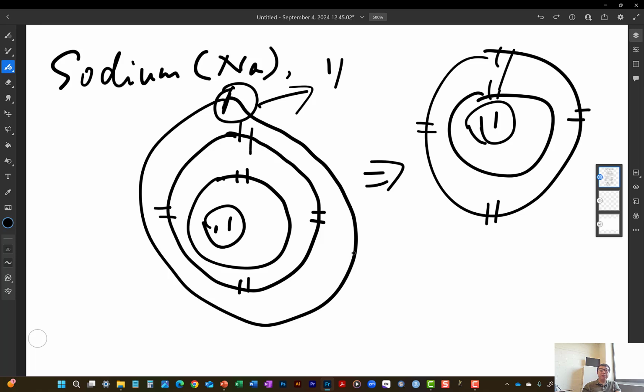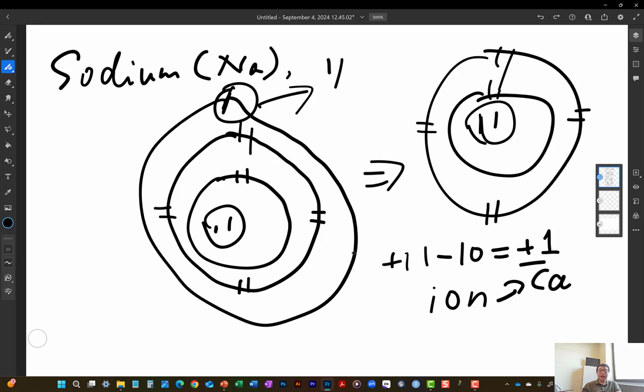Now you see this is not balanced. Now you have 11 protons, which has positive 11 charge, and then you have 10 electrons, negative 10, which results in positive 1. Now this is no longer neutral. It starts to have an electric charge, and we call it an ion. And in this special case, it has a positive charge. We call it a cation. A cation is an ion that has a positive charge.